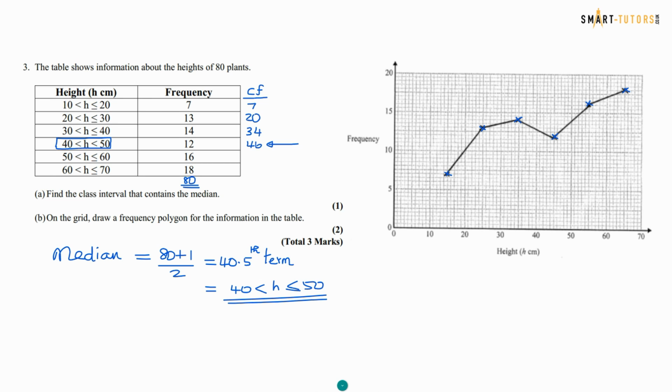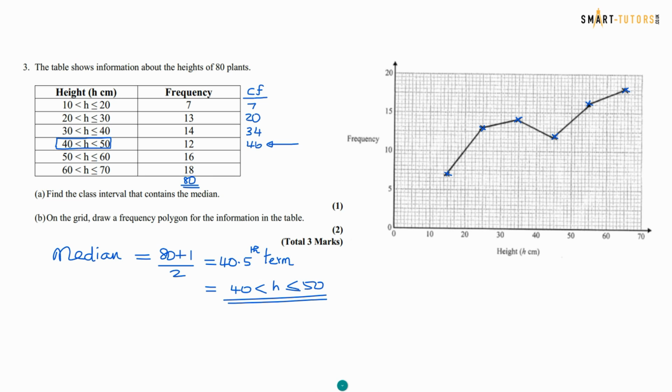So I'm just calculating the cumulative frequencies here. The cumulative frequency is 7. 7 plus 13 is 20. 20 plus 14 is 34. 34 plus 12 is 46. I'm searching for the 40.5th term, so it's going to be in this range. So 40 to 50 is the answer for the median class.